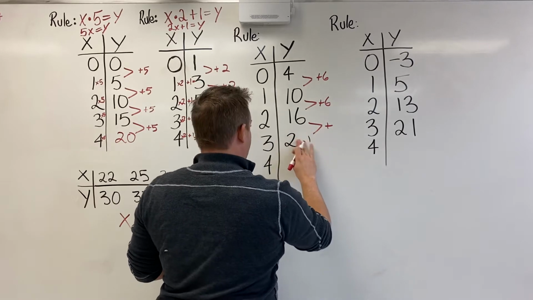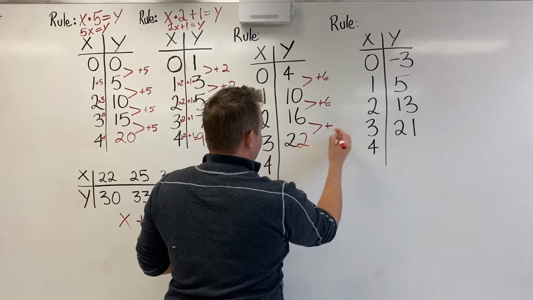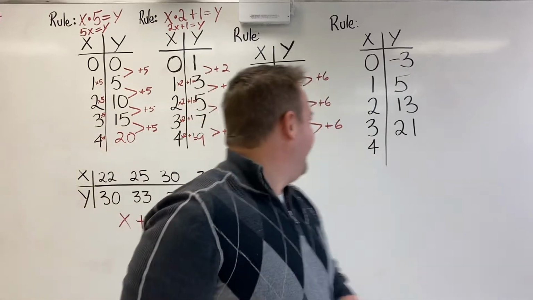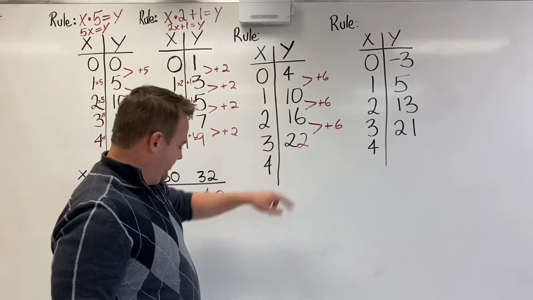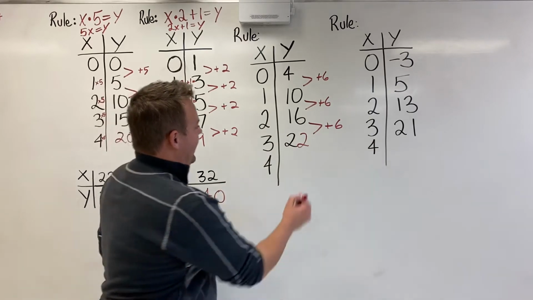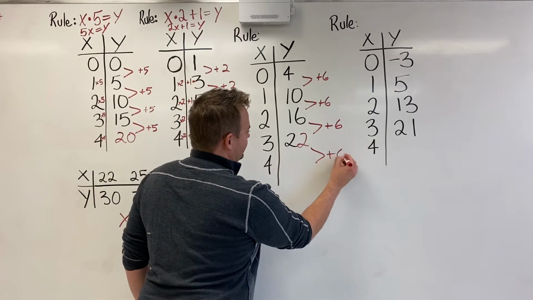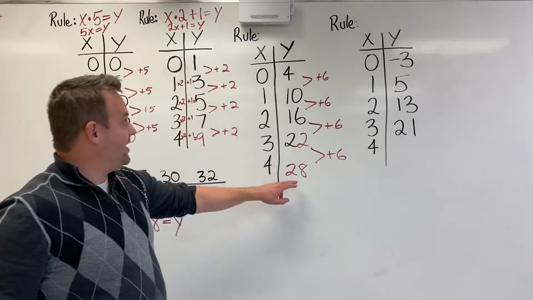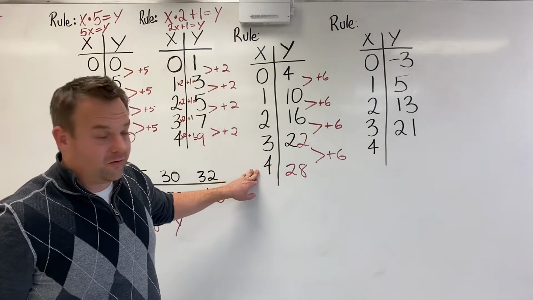This actually should be 22. I made a little mistake, but I'm not redoing this video. All right, so this should be 22 here, guys. Now, add 6 here, and we'll get 28, okay? So that will be 28. Now, we gotta find the rule.